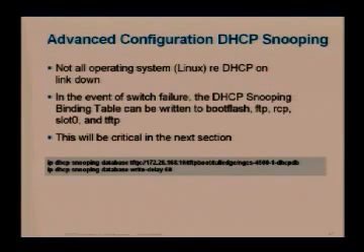Not all operating systems refresh DHCP on link down. In the event of switch failure, the DHCP binding can be written to boot flash. So some switches don't keep this DHCP binding table during a refresh or power cycle. So you can always write it to boot flash or write it to an FTP server, because, as I told you, if there is no information in the binding table, that means no traffic can pass, because it's as if it's a null binding table. Okay? So we must make sure that the binding table is preserved.